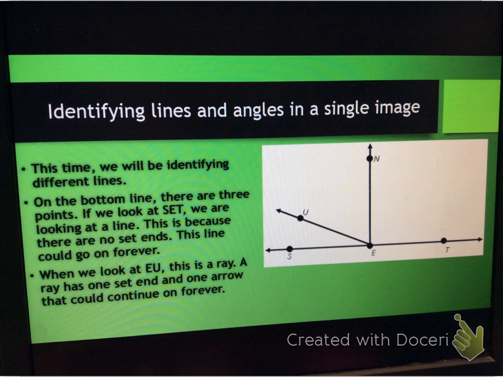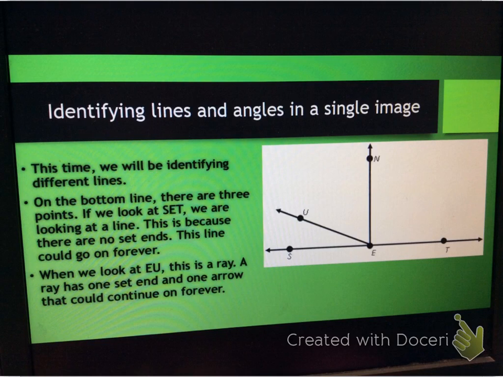Identifying lines and angles in a single image. This time, we will be identifying different lines. On the bottom line, there are 3 points. If we look at SET, we are looking at a line. This is because there are no set ends. This line could go on forever.